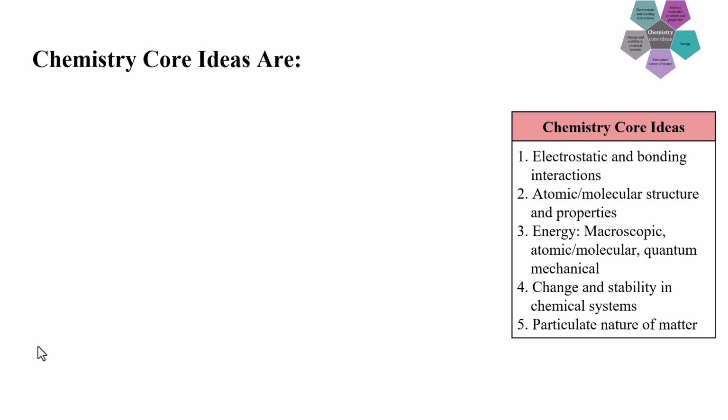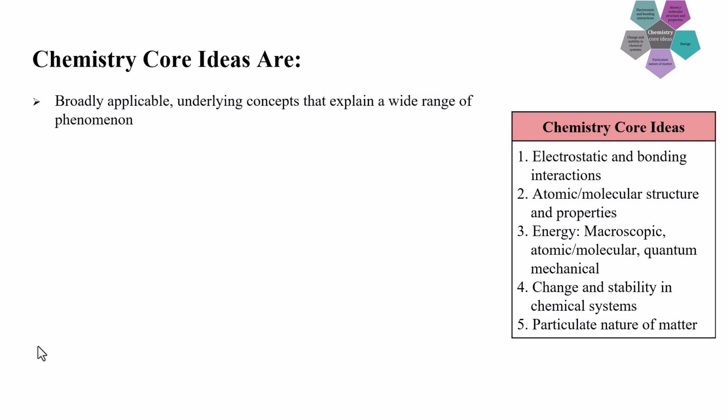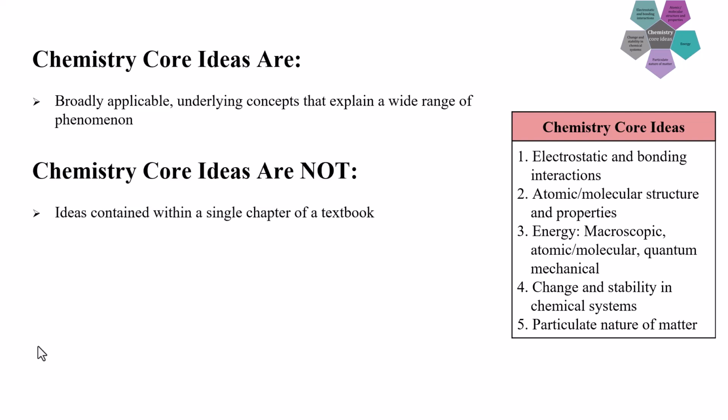So when we think about the chemistry core ideas, there's a few things about them that we want to keep in mind. First of all, they are these broadly applicable underlying concepts that explain a really wide range of phenomena. So they're the kinds of things that we'll see come up again and again throughout an entire course or 2-course series, but also across multiple different courses. So if we think about general chemistry, organic chemistry, etc., many of these same things are going to come up. One thing to realize is that they're not normally just ideas contained within a single chapter of a textbook. So if we think about something like equilibrium, that's not likely a core idea, right? That's not quite big enough of what we're looking for.